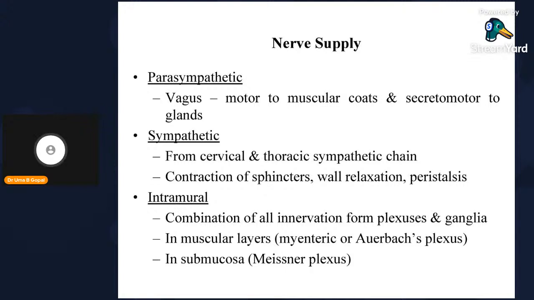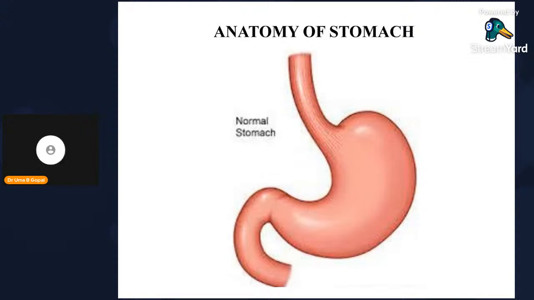Sympathetic supply is from the cervical and thoracic sympathetic chain. It helps in contraction of the sphincter, relaxation of the wall, and helps in peristaltic movement. Intramural or intrinsic innervation in the wall of the esophagus is a combination of all innervations from the plexus and the ganglia. In the muscular layer, it is called the myenteric plexus of Auerbach. In the submucous layer, it is called the Meissner plexus.